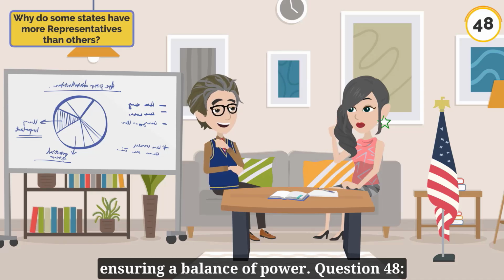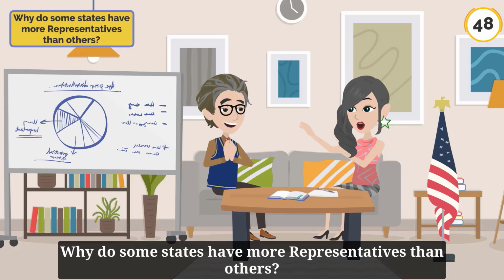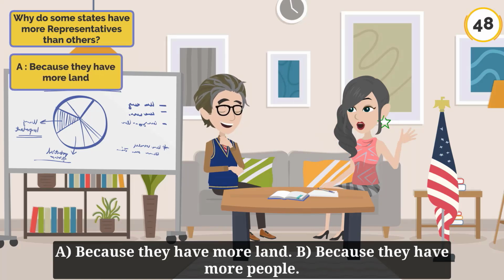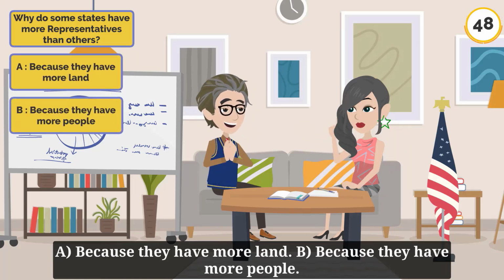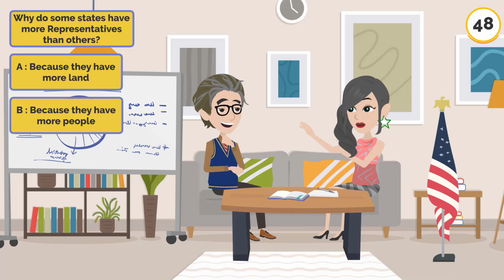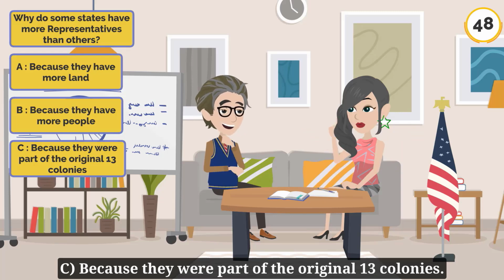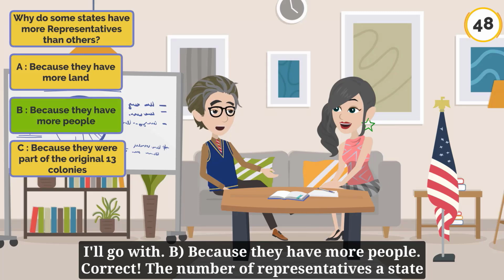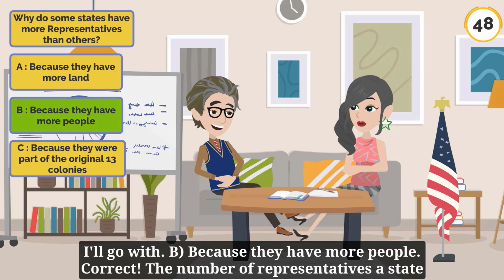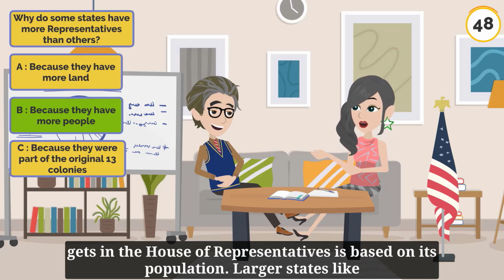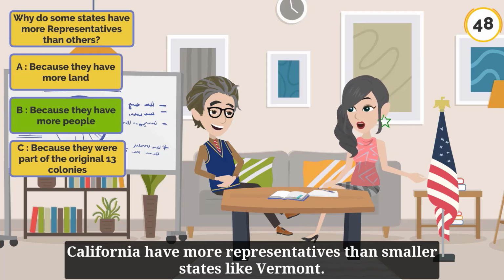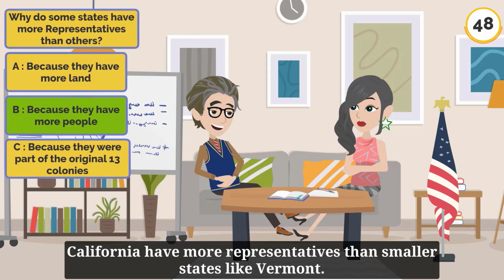Question 48. Why do some states have more representatives than others? A. Because they have more land. B. Because they have more people. C. Because they were part of the original 13 colonies. I'll go with B. Because they have more people. Correct. The number of representatives a state gets in the House of Representatives is based on its population. Larger states like California have more representatives than smaller states like Vermont.